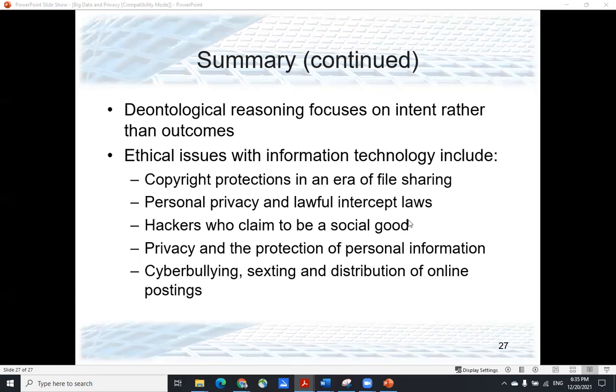There is a term called ontological reasoning, which focuses on intent rather than outcomes. Ethical issues with information technology include copyright protections in an era of file sharing, personal privacy and lawful intercept laws, hackers who claim to be social good, and privacy and the protection of personal information. We talked about cyberbullying and examples of that.